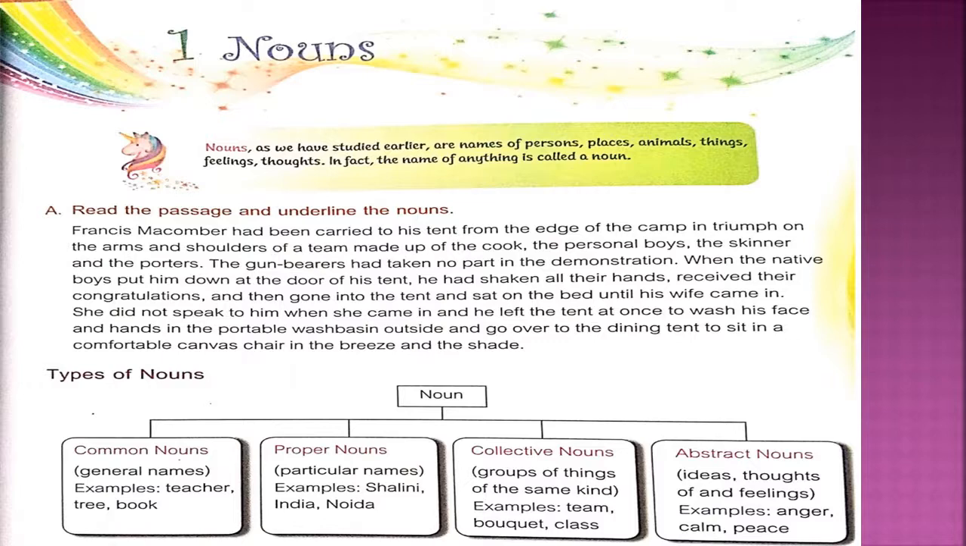Collective nouns. Collective nouns represent a group of people, animals or things spoken of as a whole. For example, team, bouquet, class, etc. Abstract noun. An abstract noun denotes a quality, action or state. They refer to ideas that we cannot see or touch. Abstract nouns can be formed from adjectives, verbs and common nouns. For example, childhood, theft, anger, etc.